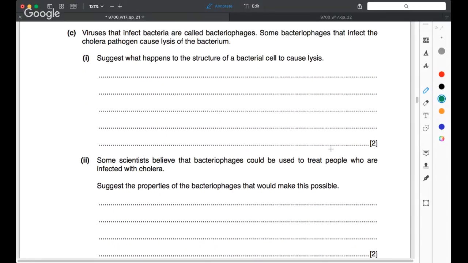Lysis being breakdown of the bacterial cell. I don't think I've really had this. That's okay. Bacteriophages, it's niche knowledge, you wouldn't have necessarily heard about them, but what they're testing here is more the concept of lysis.